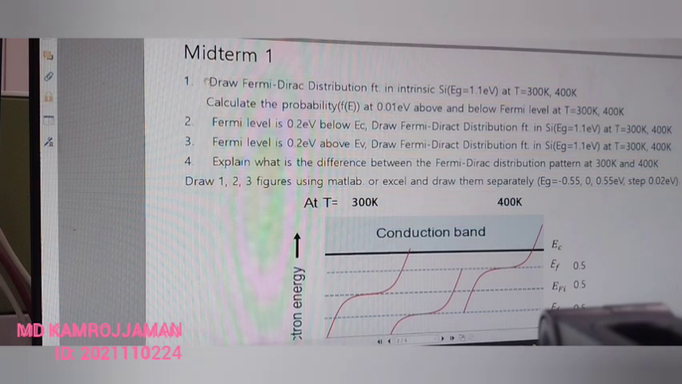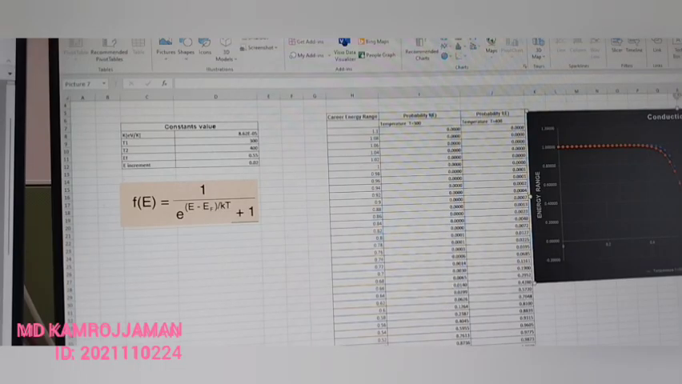So the first question is to draw the Fermi-Dirac distribution in intrinsic silicon. There is a value for the energy gap, 1.1 electron volt, at temperature 300 and 400 K. As you can see, there are two tables. This first table is for constant values. So I need to use this equation if I want to get the Fermi-Dirac distribution pattern.